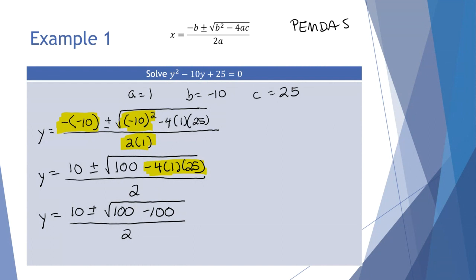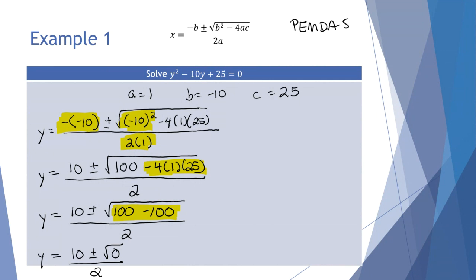So now I don't have any multiplication left. I don't have any division. I have a fraction, but that has to wait. Now we need to do the subtraction that is inside the square root. So I'm going to do the 100 minus 100. So that's y equals 10 plus or minus. Now 100 minus 100 is 0, so the square root is 0 all over 2.